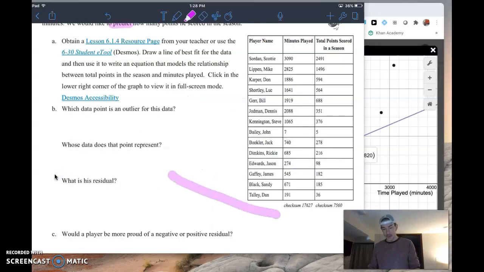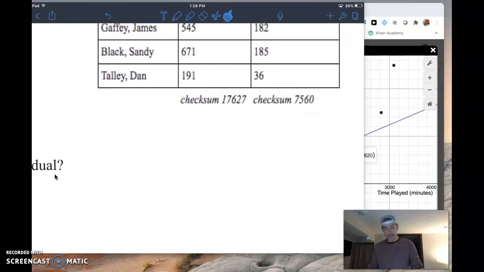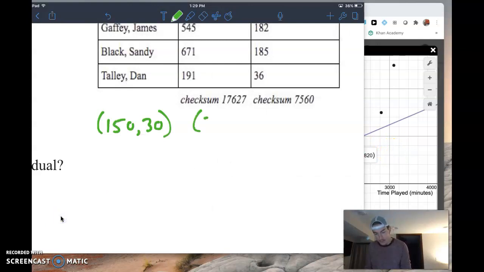So here is my reminder to you guys for how we do something like that. I've got 150 and 30, and it looked like it was 20, 10, and 820.